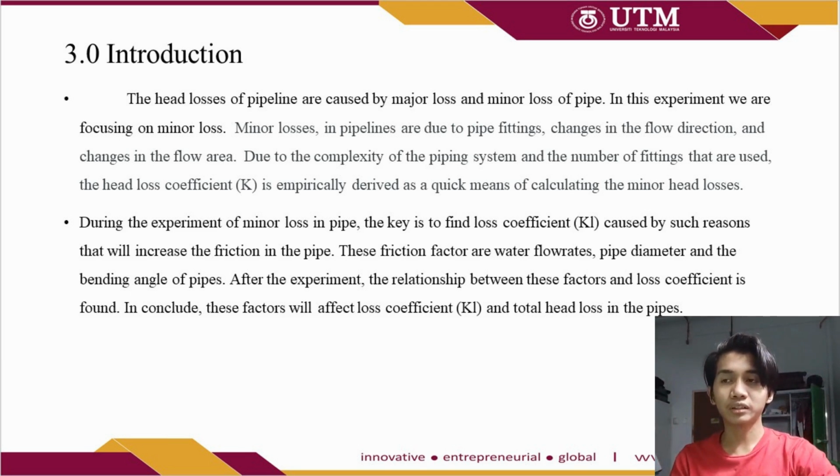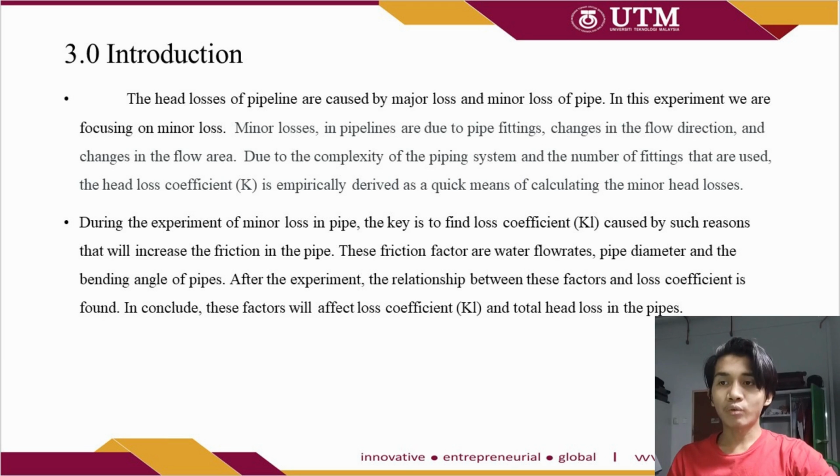Next is introduction. The head losses of pipeline are caused by major loss and minor loss of pipe. In the experiment, we are focusing on minor loss. Minor losses in pipelines are due to pipe fitting, changes in the flow direction, and changes in the flow area. Due to complexity of piping system and the number of fittings that are used, the head loss coefficient is empirically derived as quick means of calculating the minor head losses.